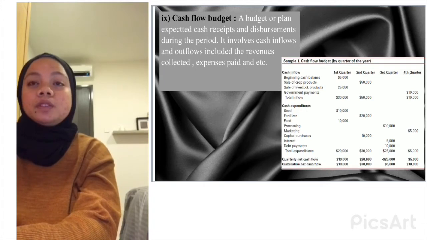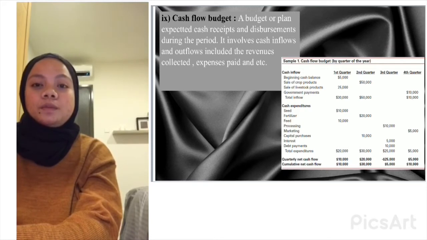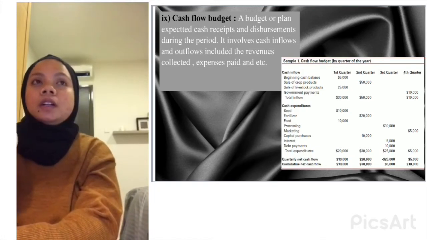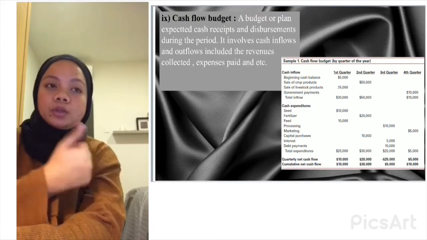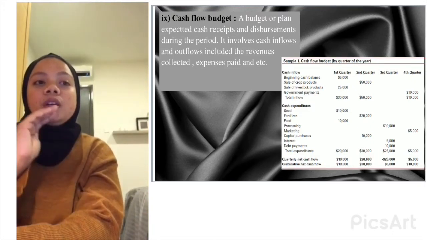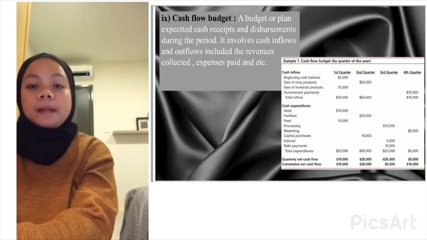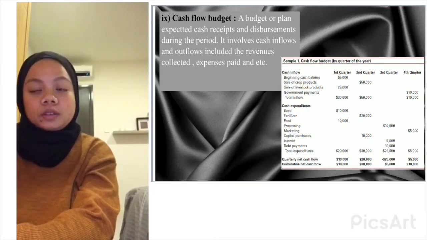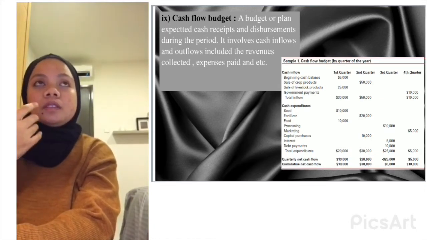The business prediction: what we are expected to spend for the next particular year, what needs to be incurred for the particular year. So therefore the cash flow budget exists. It is actually a budget or a plan of expected cash receipts and disbursements. Disbursement is paying the supplier, paying the utility bill.